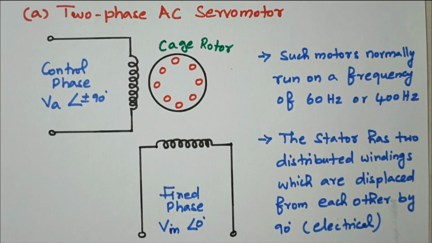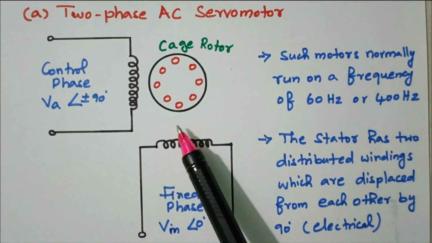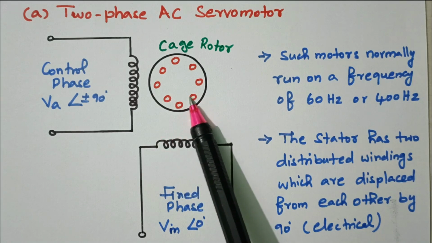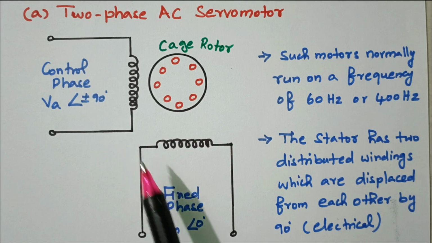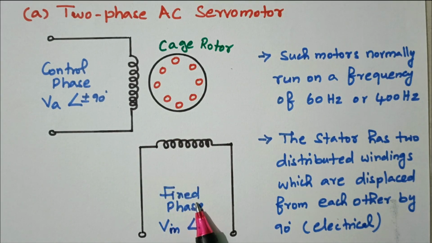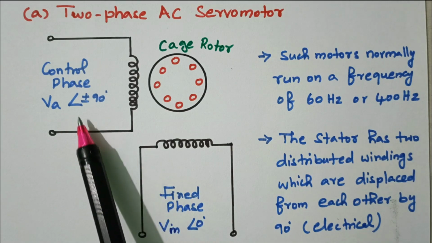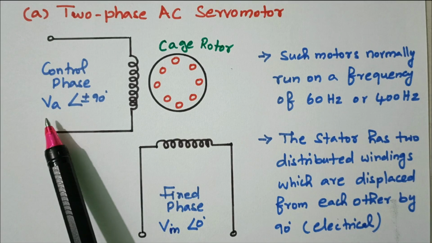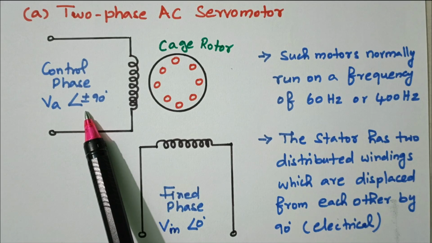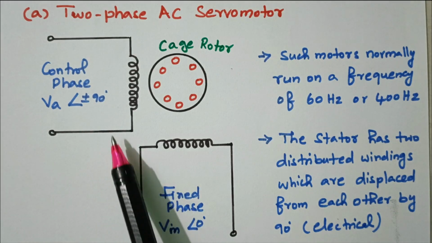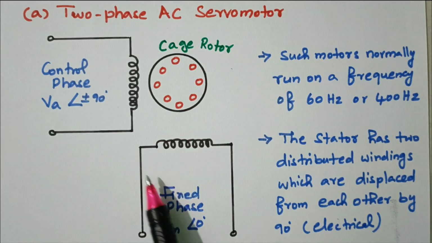So this is a two-phase AC servo motor. The squirrel cage rotor is available, the bars are fixed, and the coils are fixed here. There are two phases. One is the fixed phase, where Vm is the applied voltage at angle 0. The other is the control phase, where the applied voltage is Va at plus or minus 90 degrees. So the phase difference between the fixed phase and the control phase is 90 degrees.